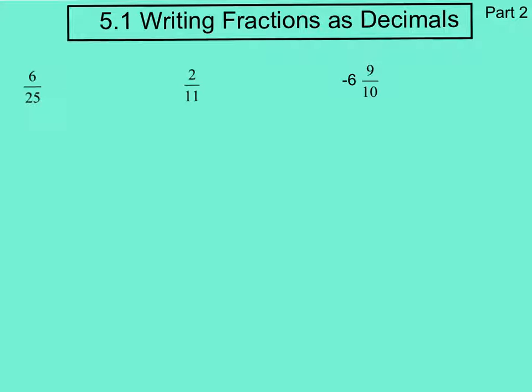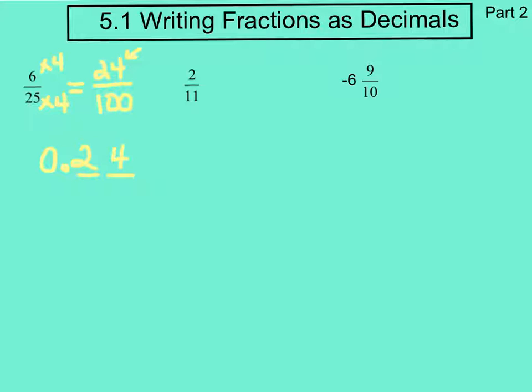So on this first problem here, I can make the denominator into a 100 by multiplying by 4. That's one of the tricks we talked about in the last lesson. So if I multiply the numerator by 4, I end up with 24 hundredths. And then to write that as a decimal, I have 0. Remember, the hundredths place is 2 numbers after the decimal point, so the 4 has to end up in the hundredths place. That means the 2 would go right in front of it, so 0.24.